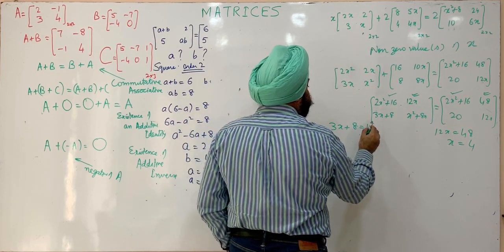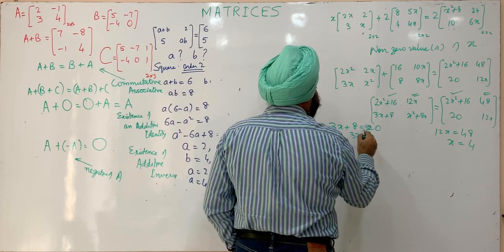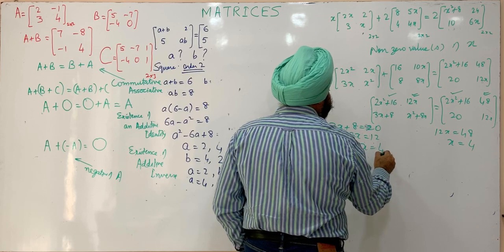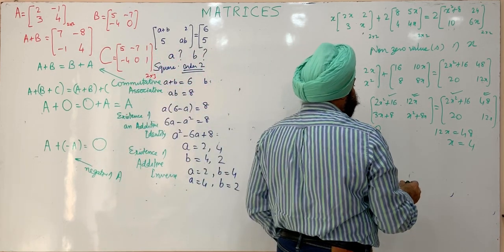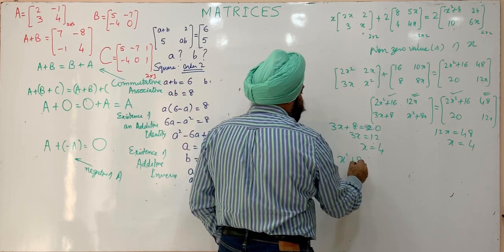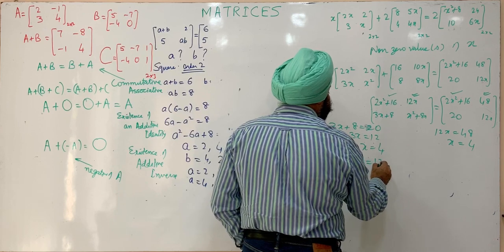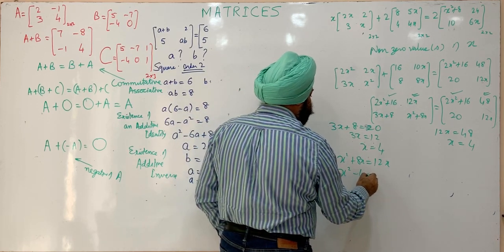3x plus 8 is 20. This means 3x is 20 minus 8, 12, or x is equal to 4. So we are getting x is equal to 4 from this as well. Let's solve this one. X squared plus 8x, this is equal to 12x. Shift 12x to the left hand side.